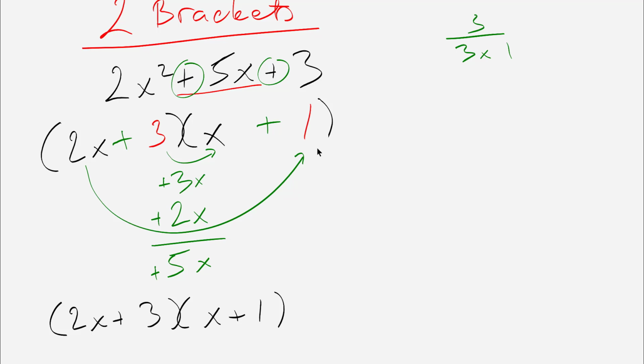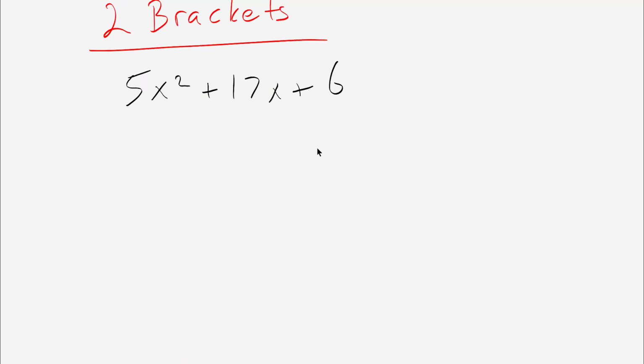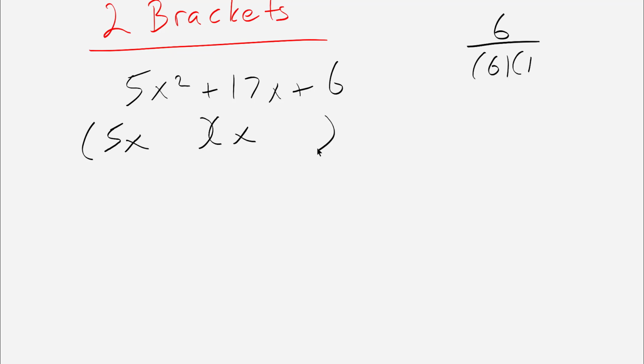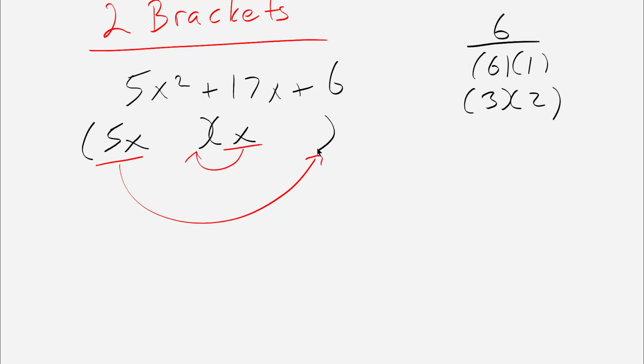Let's have a look at another example here. 5x squared plus 17x plus 6. So once again, we have 5x times x. Factors of 6 could be 6 times 1, or maybe it's 3 times 2. So how do we know which one to pick? Well, remember, 5x will get multiplied by whatever one I put here. x will get multiplied by whatever one I put there. And after that, it needs to combine to plus 17x.